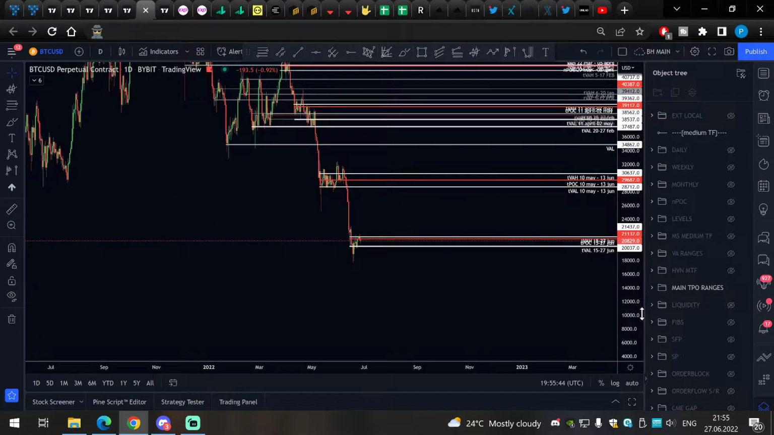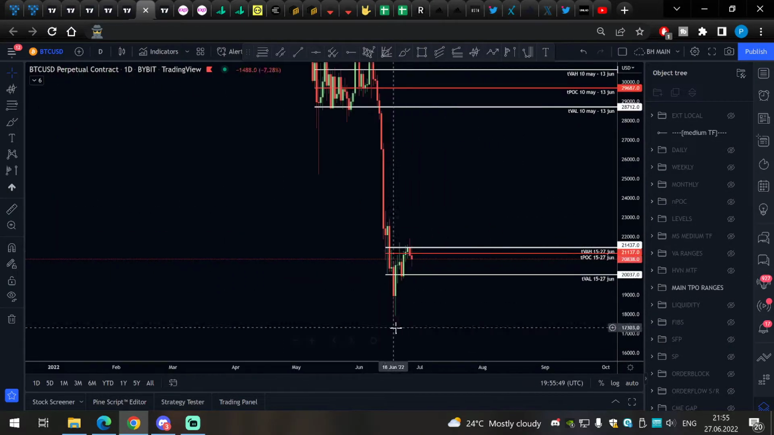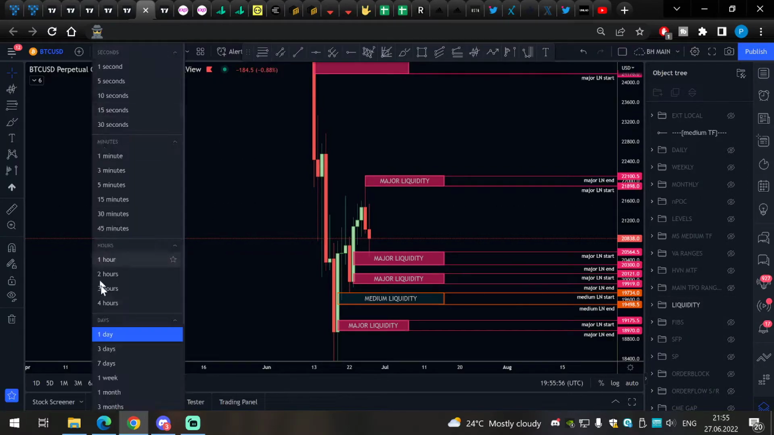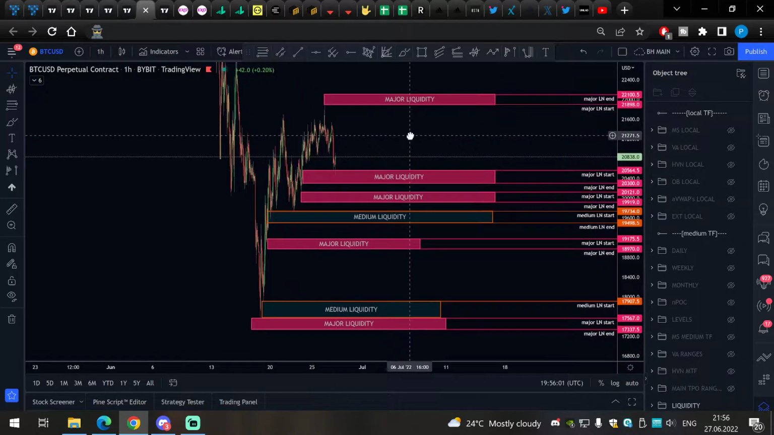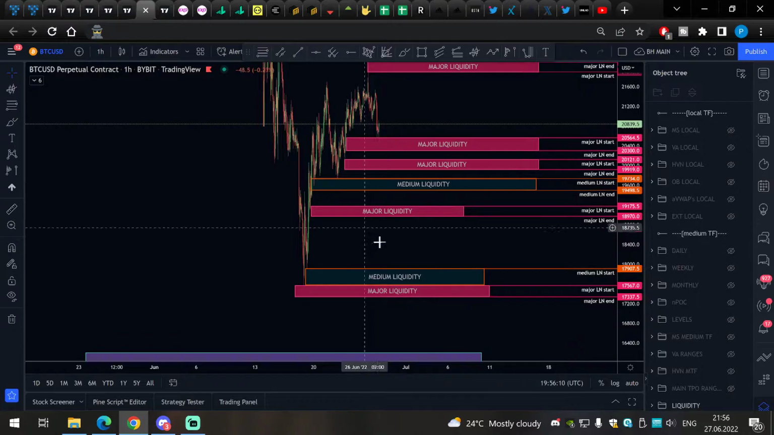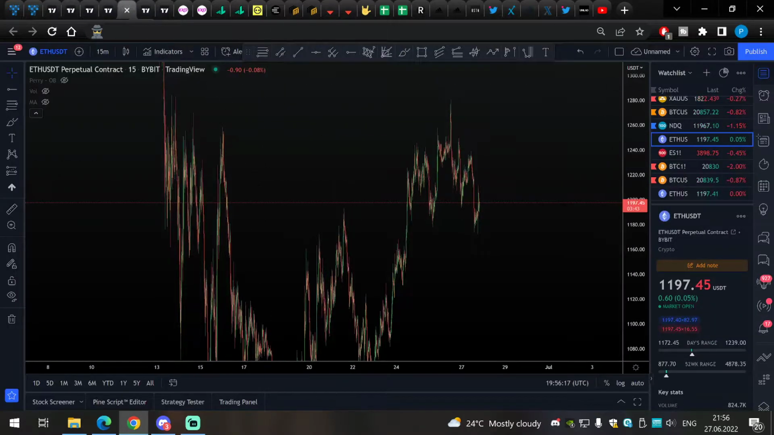Made TPO ranges, I don't have as many things here. These are usually, I pull it from Exocharts. This is the main chart for the past 2 weeks, from the TPO profile. We also utilize the liquidity, so we know where people's stop losses are. If you grab main liquidity, major liquidity, it's often a reversal. So you want to see where that is, and you get that from Hyblock. Hyblock is the best tool for that, or you have a free tool.